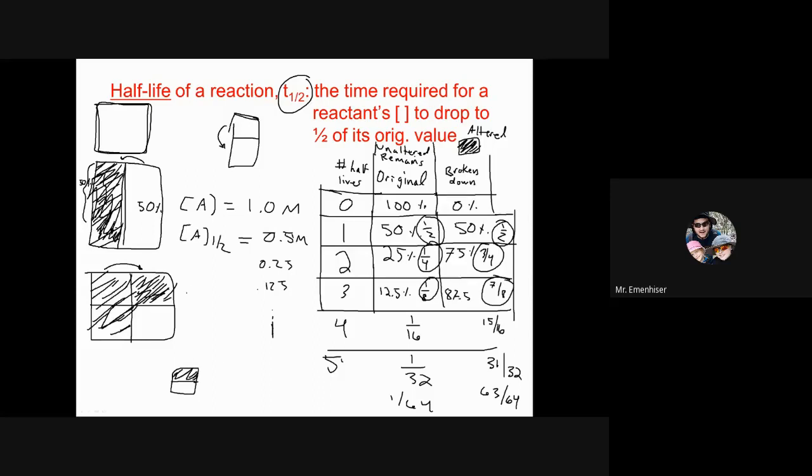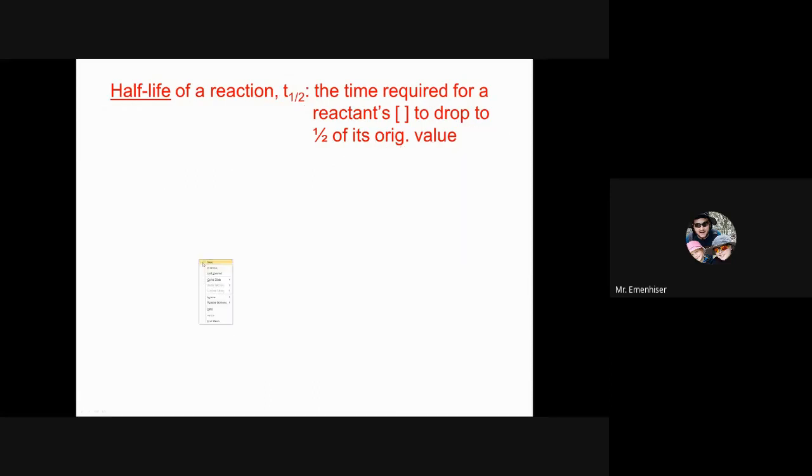So let me go through this again because I think this would be good for you guys to do. I take a piece of paper, I'm going to fold it in half, and then I'm going to color half of it. Then I'm going to close it back up and fold it into fourths. So now I've got 1/4, and this side's already covered. Now I'm going to look at what's left. This is what's remaining, and half of it is going to decompose or be used up.